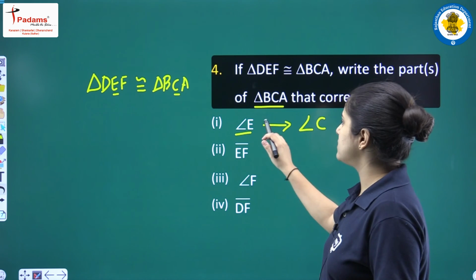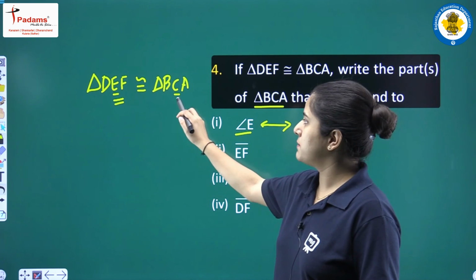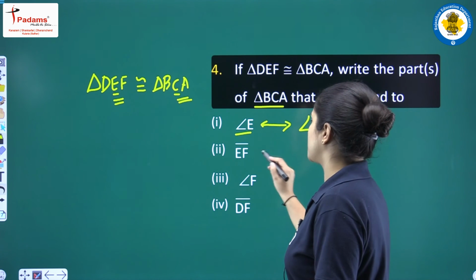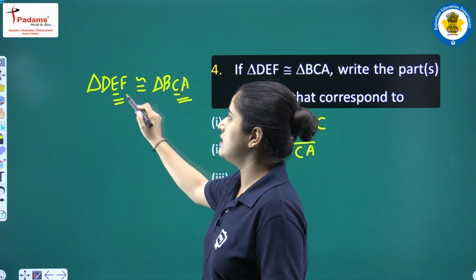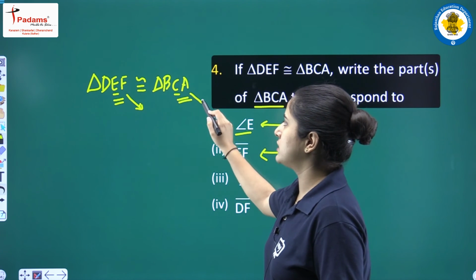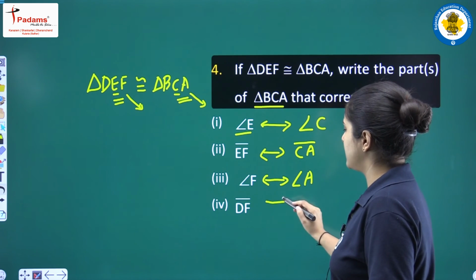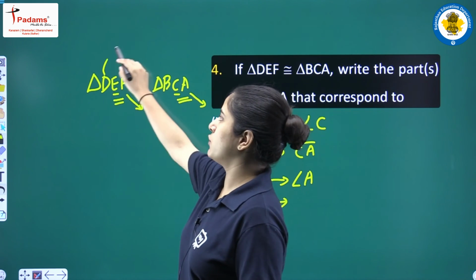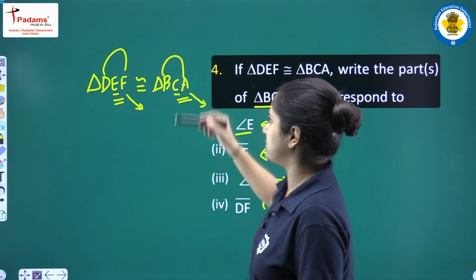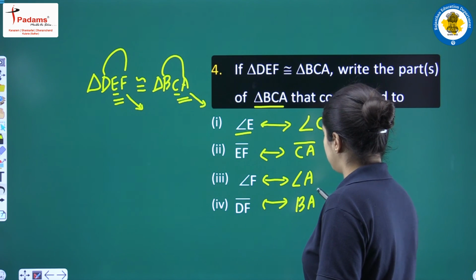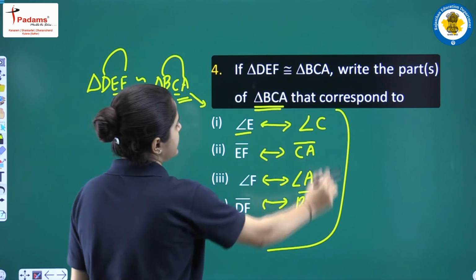Alright, now students, EF is the line segment on this side, so we'll be having CA, right? So it is corresponding to line segment CA. Angle F is the third angle right here. So we'll be talking about this third angle, A. So this is corresponding to angle A. And if I'm talking about DF, like first and third, here we are talking about first and third in triangle BCA, that is B and A. BA. So students, this is all about the corresponding parts of triangle BCA.